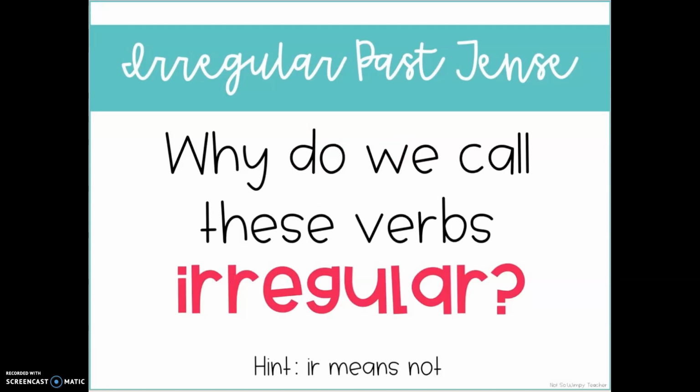Why do we call these verbs irregular? Hint, IR, the suffix IR means not, which means that these verbs are not regular, which means we don't make them the regular way by adding ed. They are irregular past tense verbs because in order to make the present tense verb show past tense, we have to change the entire spelling of the word. We can't just add ed.